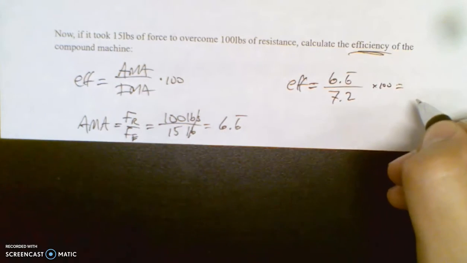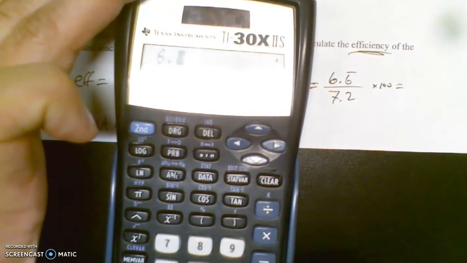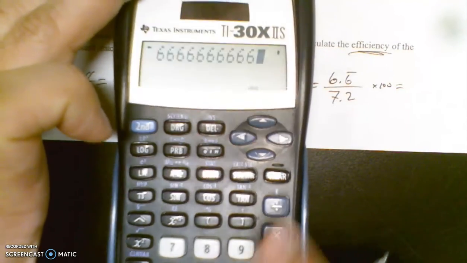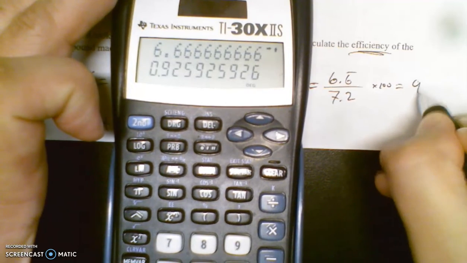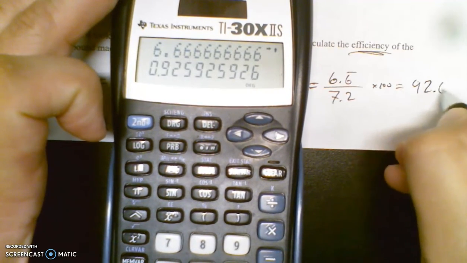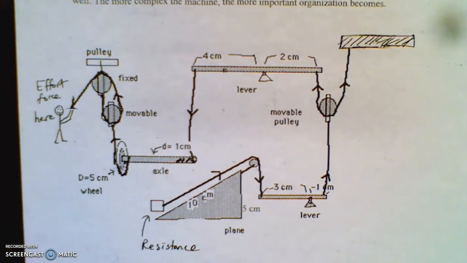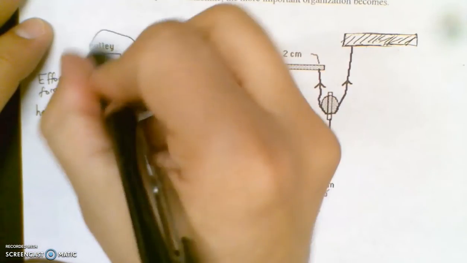And you will get, make sure you don't round, right? When you do 6.6 repeating, just fill that screen, just go crazy. Divided by 7.2, and you get 92.6% efficient. All right, good blast from the past, right? Okay, now to a more difficult thing. All right, so we got a crazy Rube Goldberg thing, right? You pull down on this pulley. I would call this my first machine.